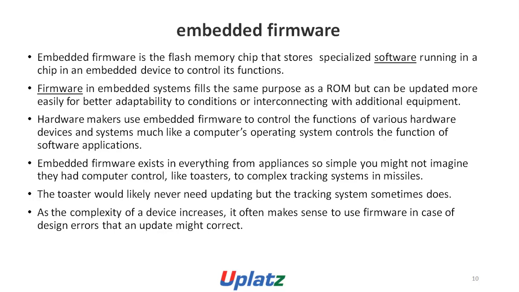Embedded firmware exists in everything from appliances so simple you might not imagine that they add computer control, like toasters, to complex tracking systems in missiles. The toaster would likely never need updating, but the tracking system sometimes does. As the complexity of a device increases, it often makes sense to use firmware in case of design errors that an update might correct.